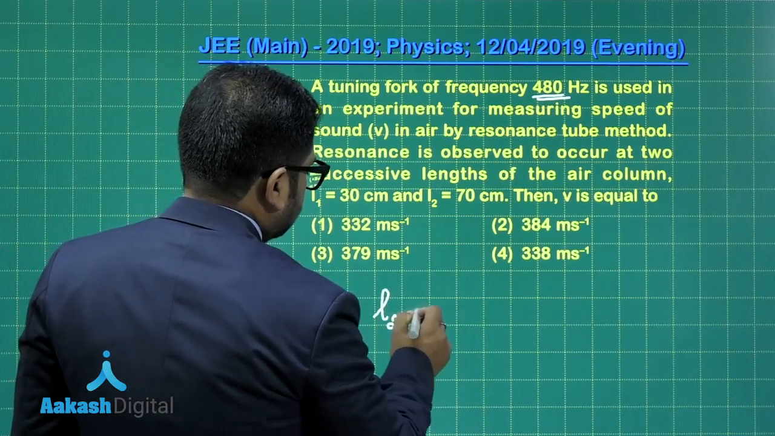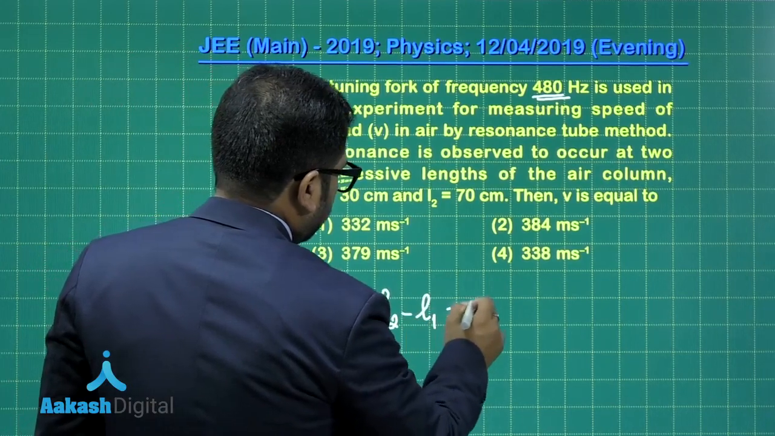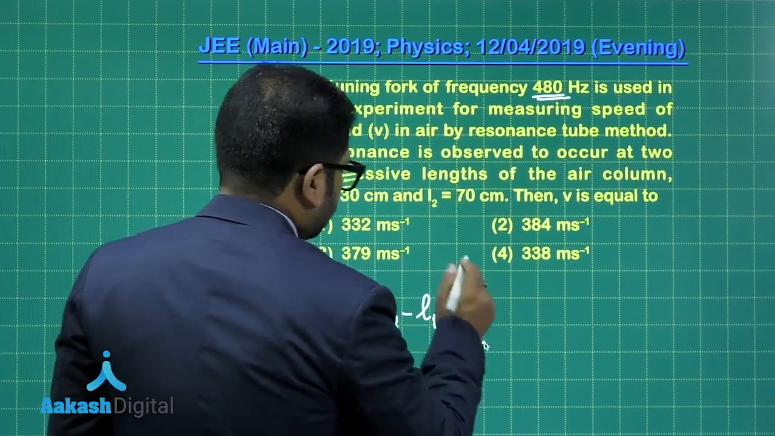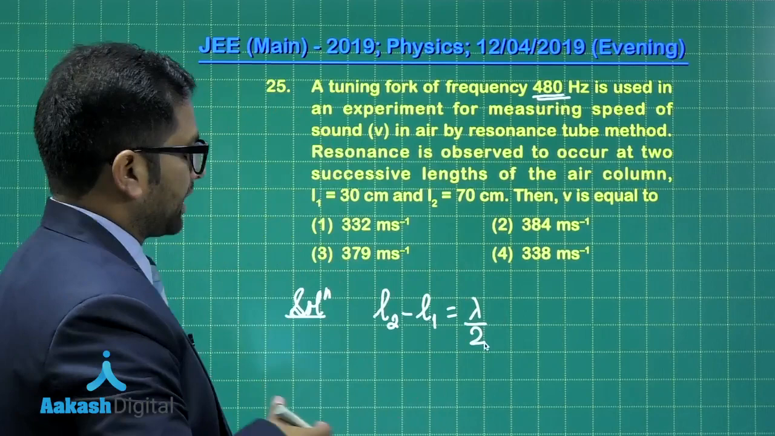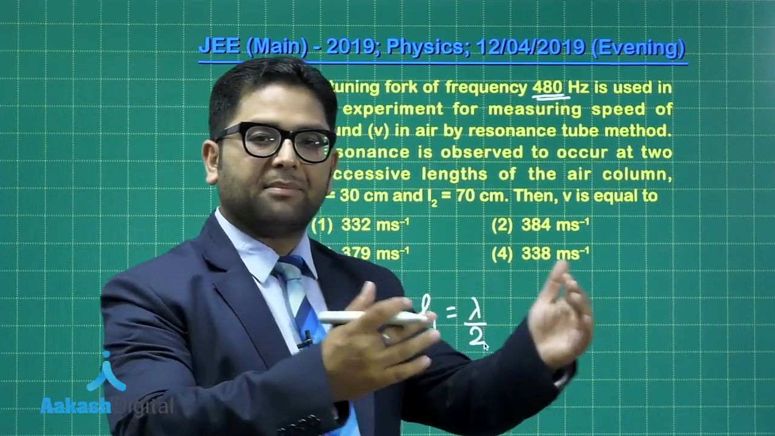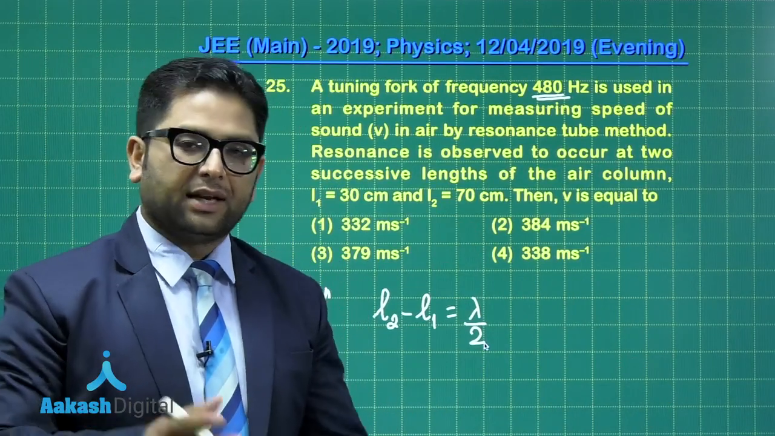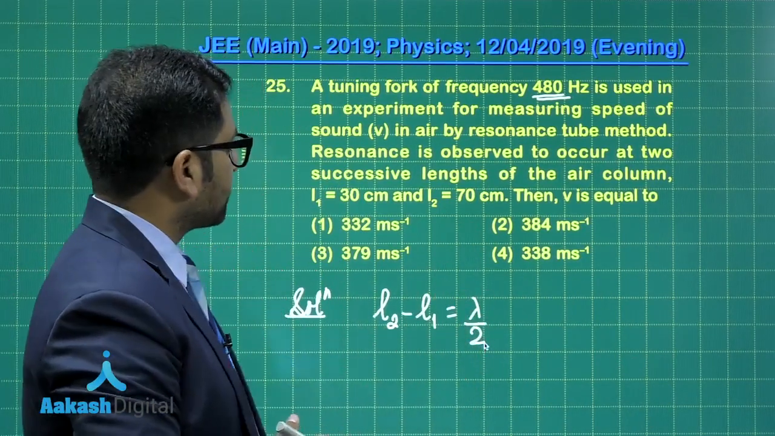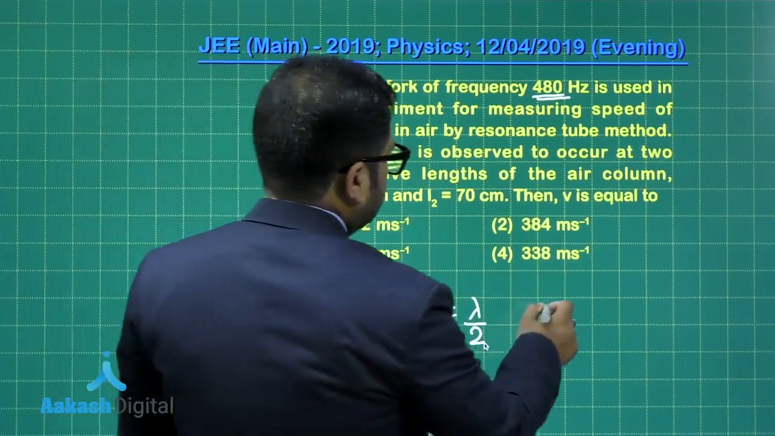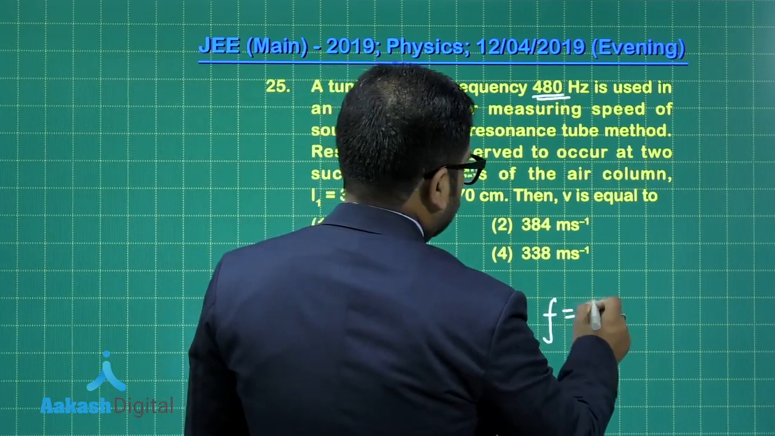L2 minus L1 would be equal to lambda by 2. That's a very standard fact because L1 occurs at lambda by 4. L2 occurs at 3 lambda by 4. And when you subtract, that comes to lambda by 2. And the frequency is already there, which is 480 Hz.